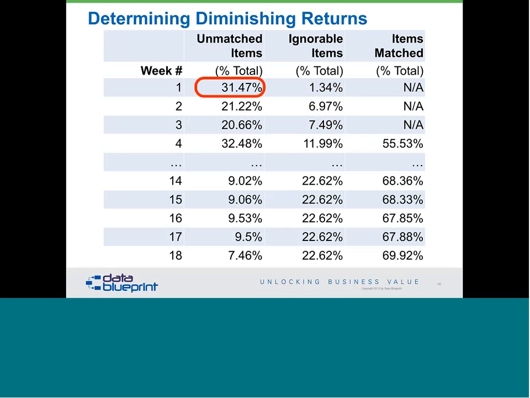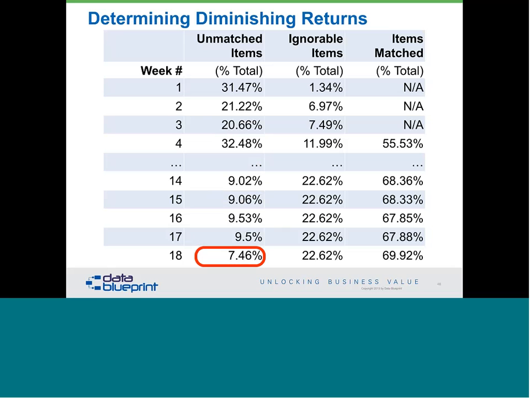Well, we'd also found that we were unable to match 31%, dropping to 21, 20, and then back up to 32, which meant that the requirements were not yet stabilized. We did not yet fully understand the data requirements that had to be converted into this new ERP system. So I'm going to jump ahead 10 weeks, and now at week 14, our unmatched items had gotten down to 9%. We eventually got them down to 7.5% here.